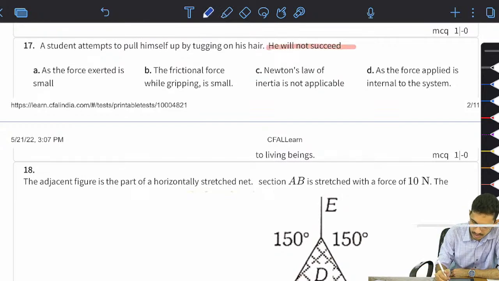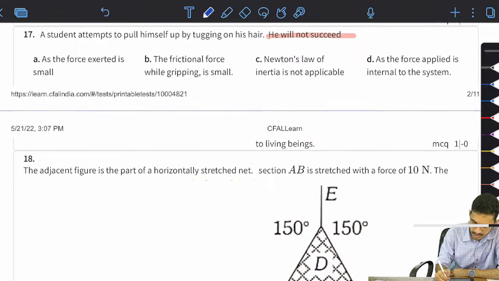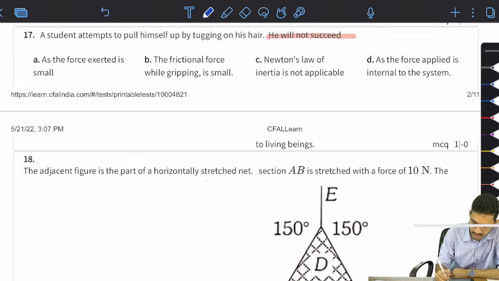The first one: the force exerted is small. Even if that is true, that has nothing to do with it. Again, frictional force is small. No. Newton's law of inertia is not applicable. That's also not true. Some part of the question is missing. Newton's law of inertia is not applicable to living beings, I think.